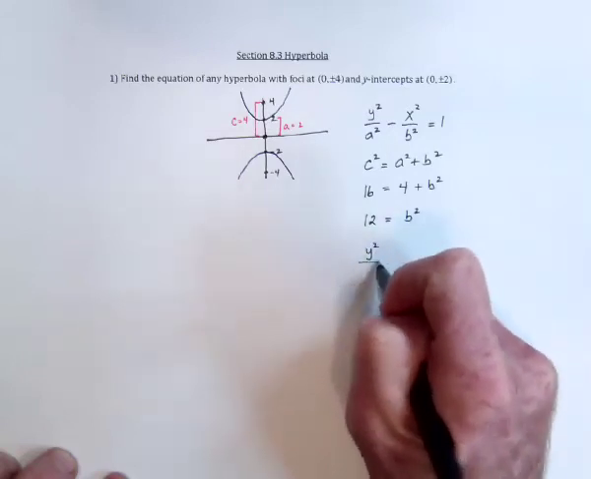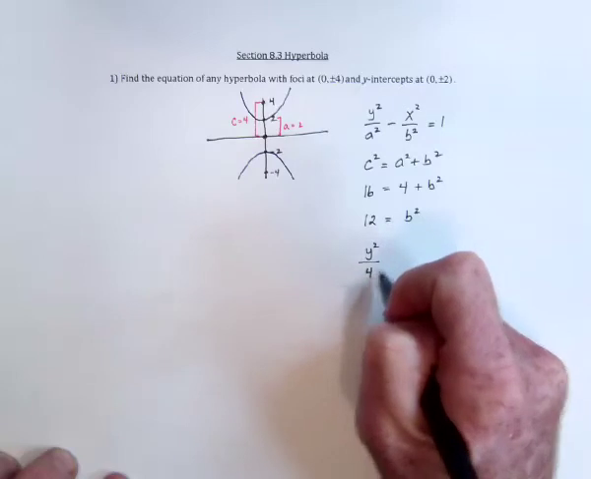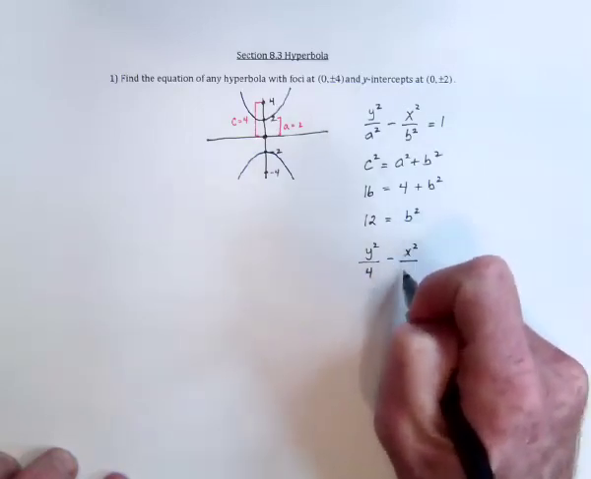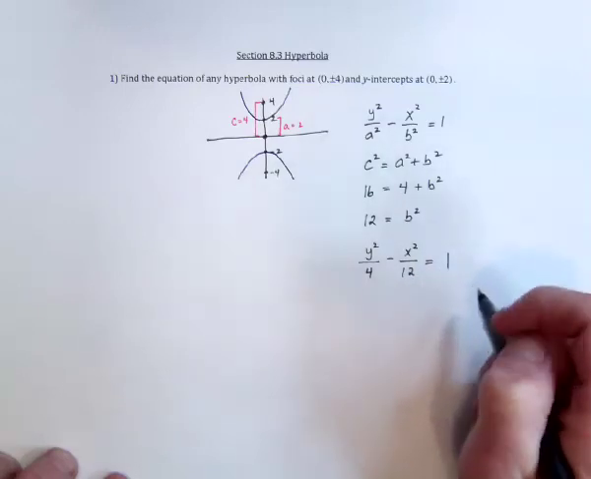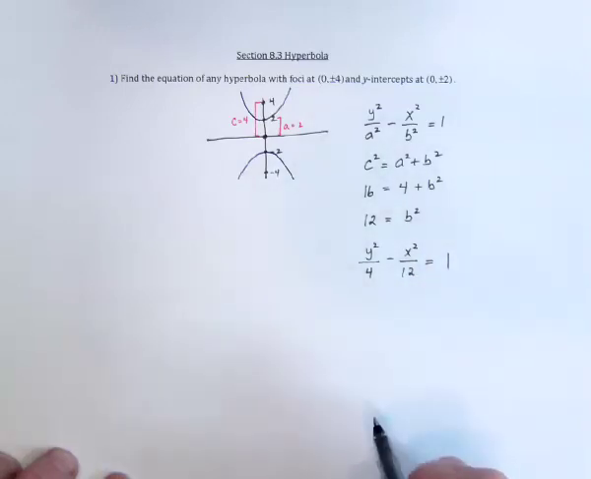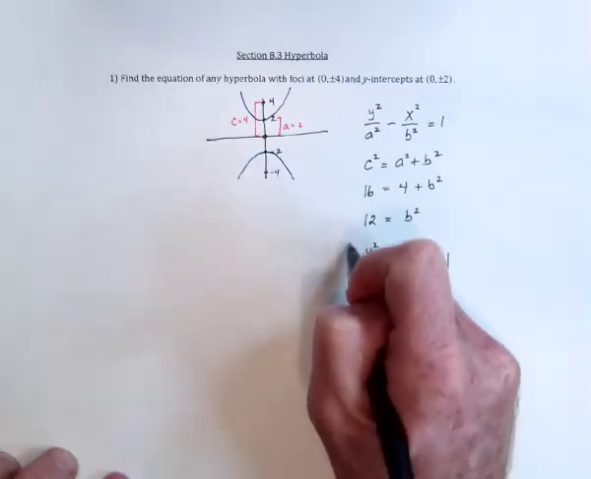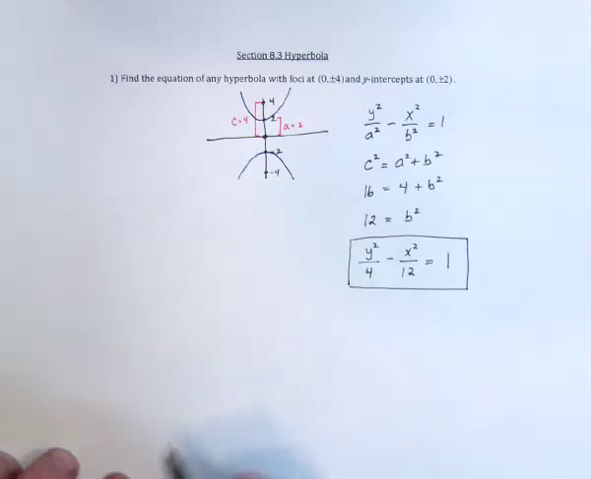So y squared over a squared minus x squared over b squared is equal to 1. And that's the equation. Well, that's one of the equations. That one works.